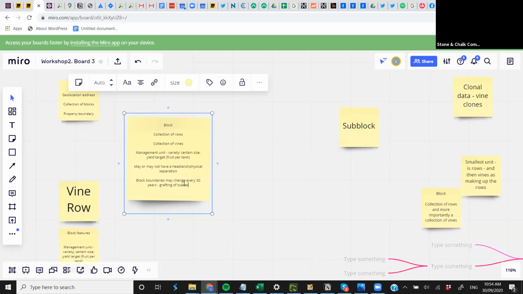Sorry, you might change a block where there's a really high vigor section and a low vigor section. So it doesn't change very often.